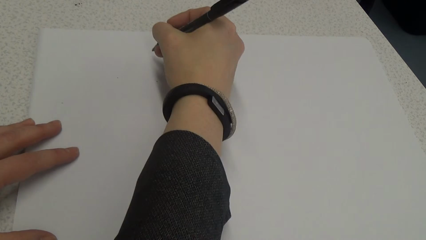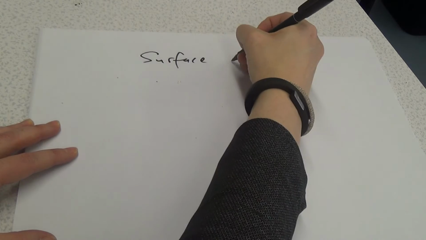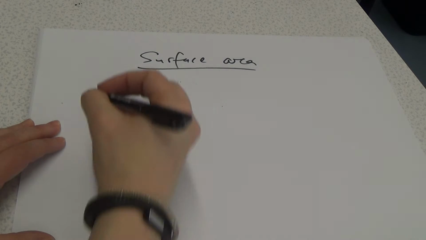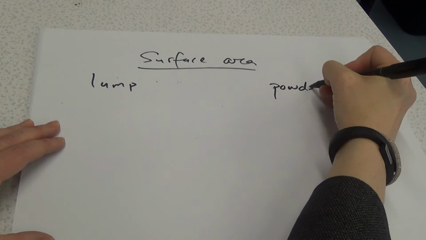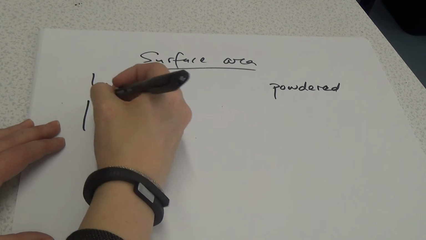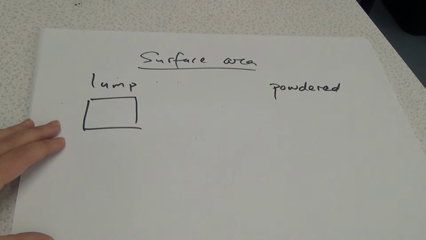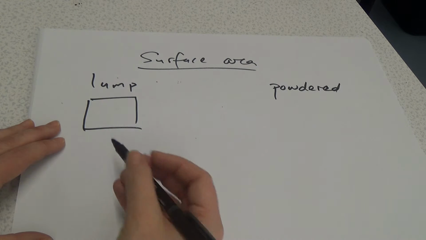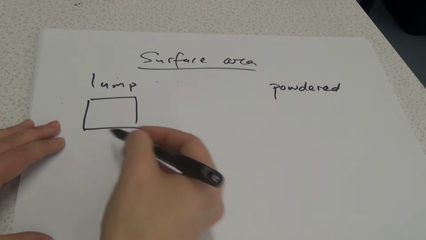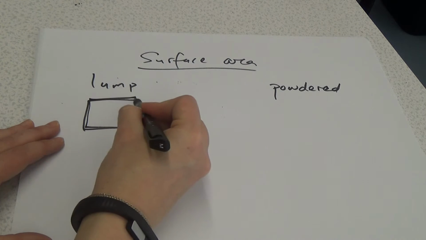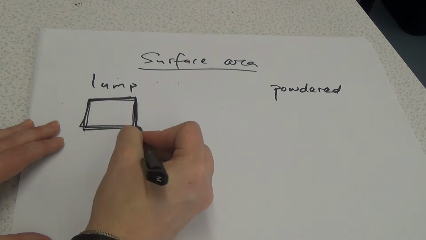Another factor is surface area, and this tends to be something that can confuse people. The two examples you will always get are linked to having the chemicals in a lump or having it powdered. So if we think about a lump, the only particles that can react are the particles on the outside, on the surface. So in this particular case, all the particles on the outside of that block are going to be able to react.